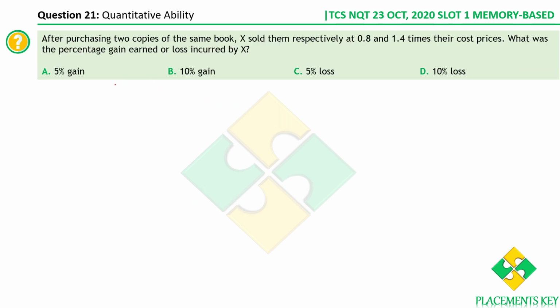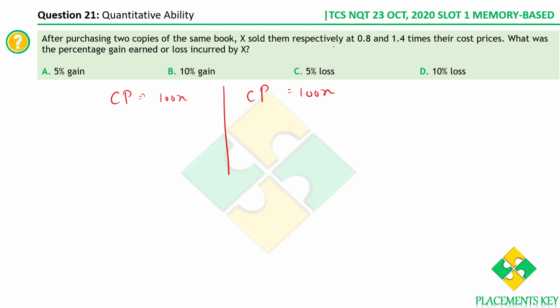Now, after purchasing 2 copies of the same book, X sold them respectively at 0.8 and 1.4 times the cost price. So 2 books are there, and the cost prices are the same because it's the same book being purchased. Let's say the cost price is 100x. Cost price here also is 100x.